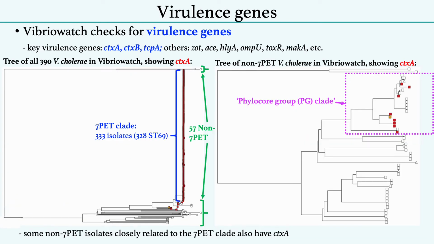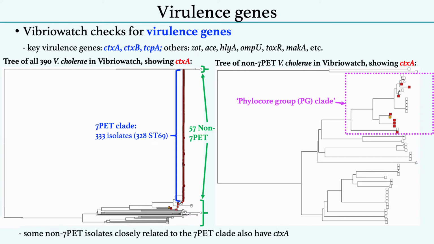Another very interesting analysis that you can carry out using Vibrio Watch is to check for the presence of virulence genes. It is well described that certain virulence genes can make the pathogen more virulent, causing more severe disease. The most important virulence genes for Vibrio cholerae are the CTXA and CTXB genes, which encode the cholera toxin, and also the TCPA gene, which encodes the toxin co-regulated pilus, which is important for colonization of the host. There are also some other virulence genes of slightly less importance, such as ZOT, ACE, and so on.